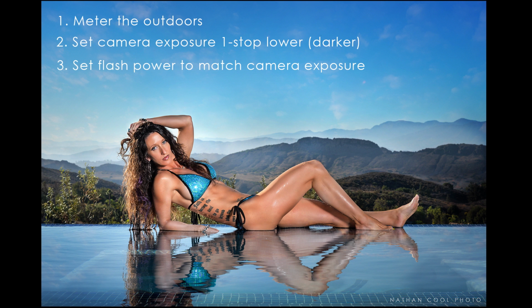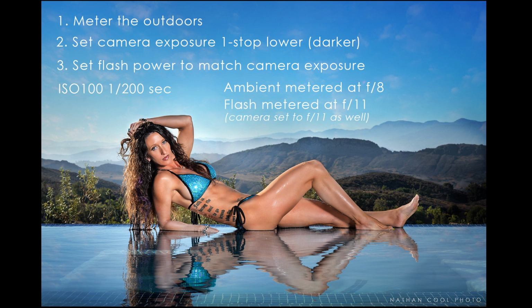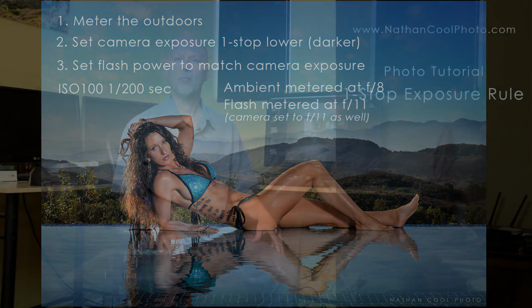In this case, for this particular shot, this was at ISO 100, and I used 1/200th of a second, and the ambient was at f8, so I went to f11 and then flashed, and I was using an Einstein on this, so I had plenty of power to do that. It was in a beauty dish socked, by the way. But anyways, that's just the rule that can be used also in real estate photography.